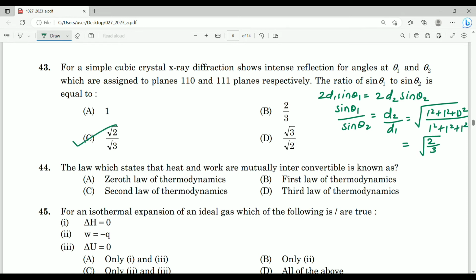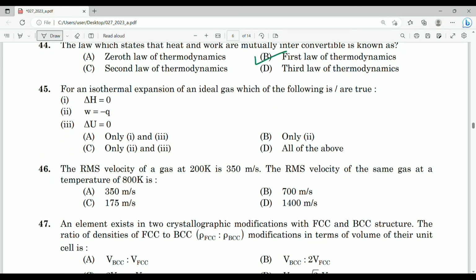44. The law which states that heat and work are mutually interconvertible is known as first law of thermodynamics. Isothermal expansion of an ideal gas, which of the following is or are true? Delta H equal to 0, W equal to minus Q, delta U equal to 0. So all of the above are true. So D option, all of these.